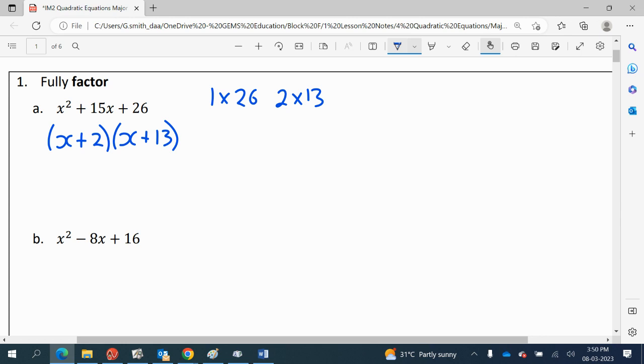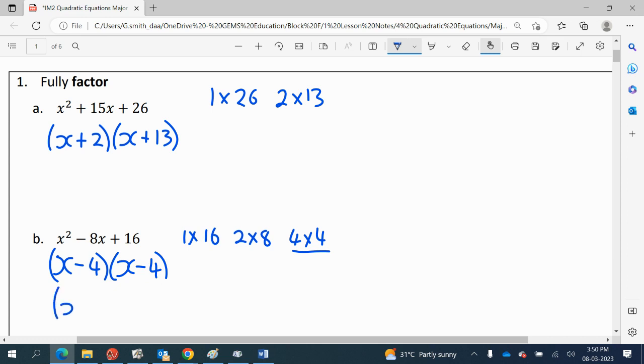And the second one, we need to look at the factors of 16: 1 times 16, 2 times 8, 4 times 4. We need a sum that's equal to 8, so we get x minus 4, x minus 4. We need to fully factor this, so it's x minus 4 squared.